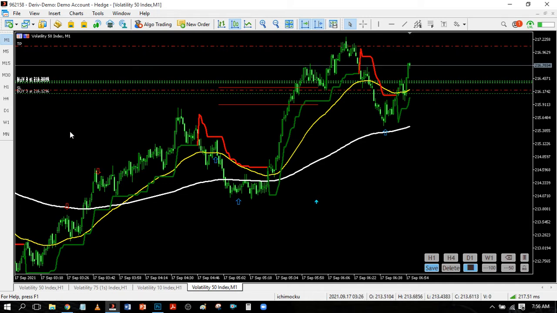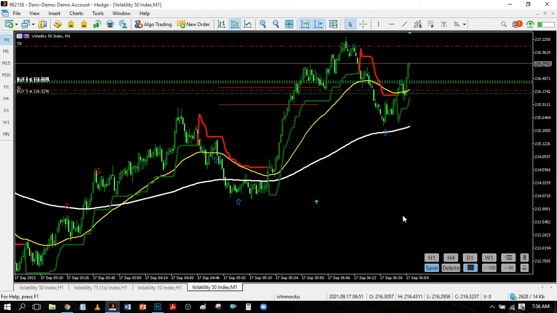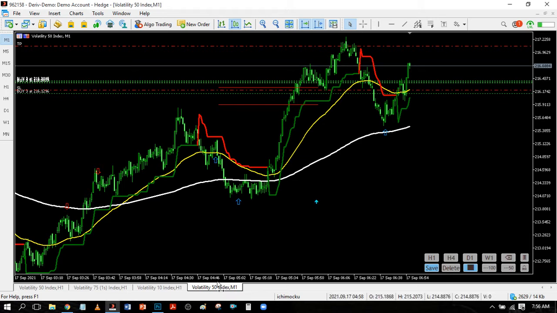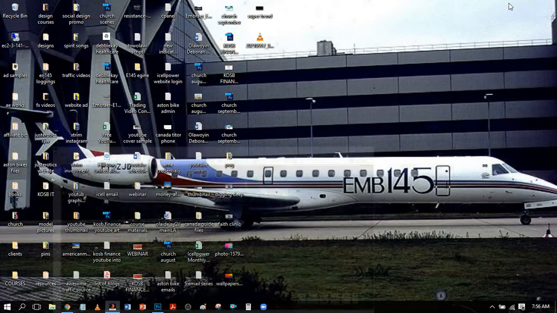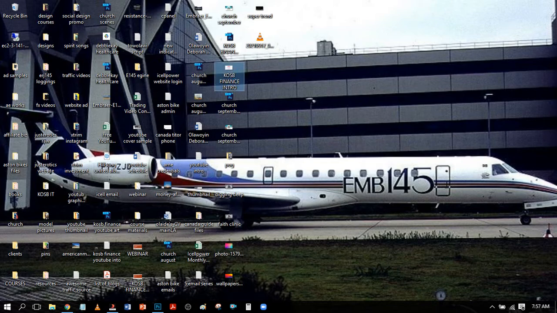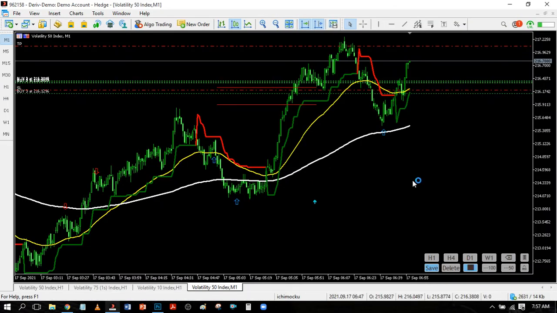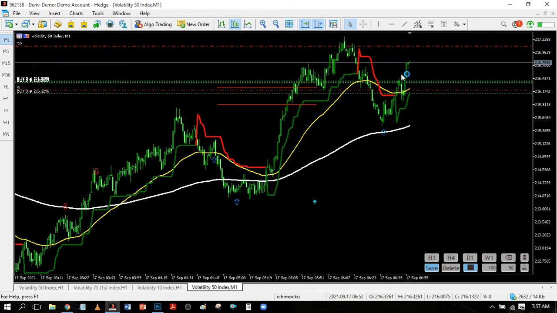So basically, do not forget that we're scalping. This is a scalp trade, basically a scalp trade, and we are doing it on a 1 minute chart, right?